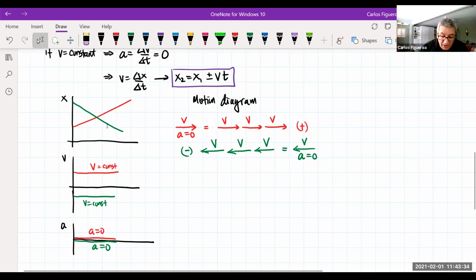So now let's go look at our next case. We want to look at constant acceleration here. So if we do that, I'm now in case 2.